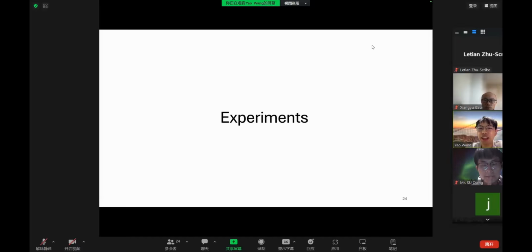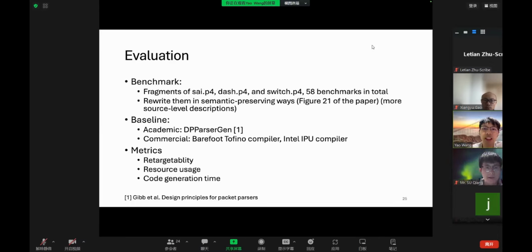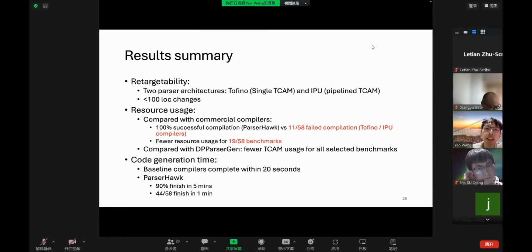Here are some experiment results. There are 58 benchmarks based on fragments of existing open-source parser programs, written in a semantics-preserving way. And the evaluation compares ParserHawk against both academic and commercial compilers over these benchmarks. So it mainly checks two dimensions: whether or not the compiler can generate code for multiple target devices, and how many resources are used for generation and code generation time. ParserHawk can generate code for the parser architectures Tofino and IPU. The Tofino is the single TCAM and IPU is the pipeline TCAM.